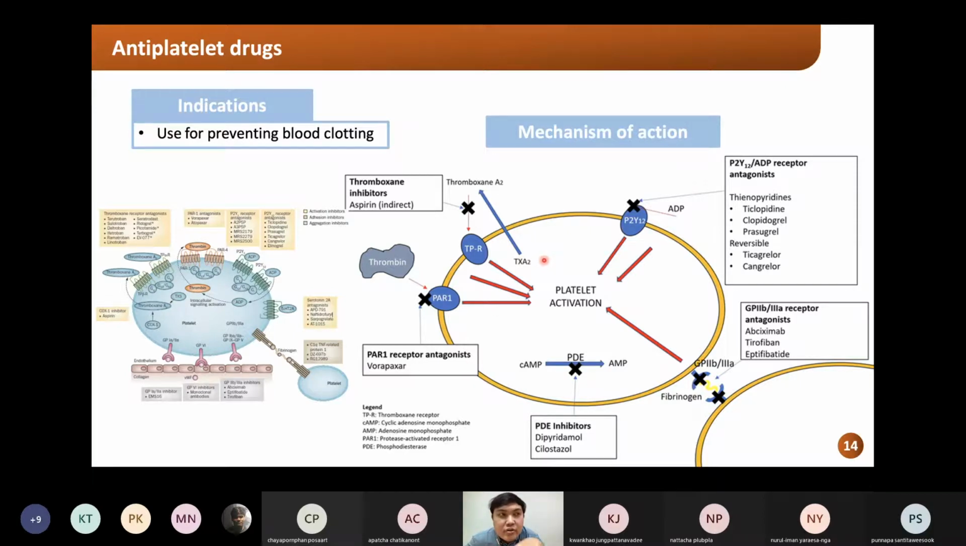Normally, the anti-platelet drugs found in the cath lab would be aspirin, which has its mechanism on thromboxane A2, inhibiting thromboxane A2, and the other ones are clopidogrel and prasugrel, which act by inhibiting the P2Y12 ADP receptor.